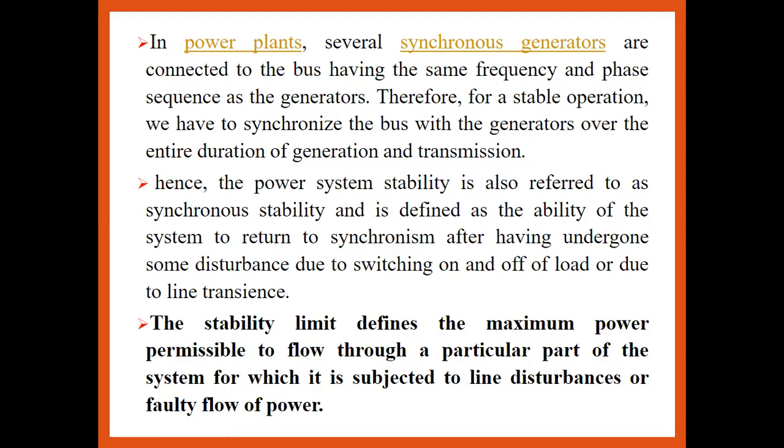Thus the stability limit is also defined as the maximum power that is permissible to flow through a particular part of the system when it is subjected to a line disturbance or faulty flow of power. Means, how much maximum power will flow at a particular point of the system when it is subjected to line disturbance. When line disturbance or unwanted synchronization effect is occurring, in that case how much maximum power is being transferred, that limit is called the stability limit.